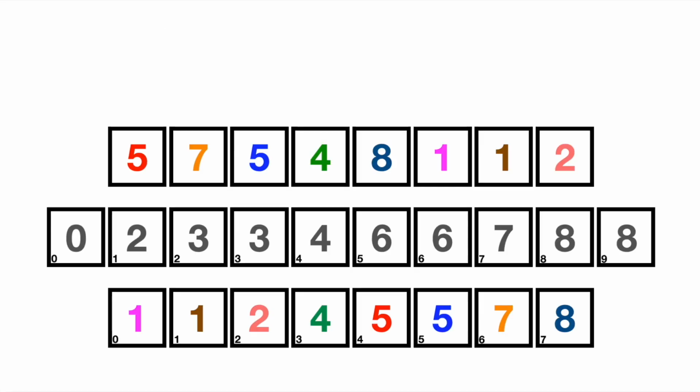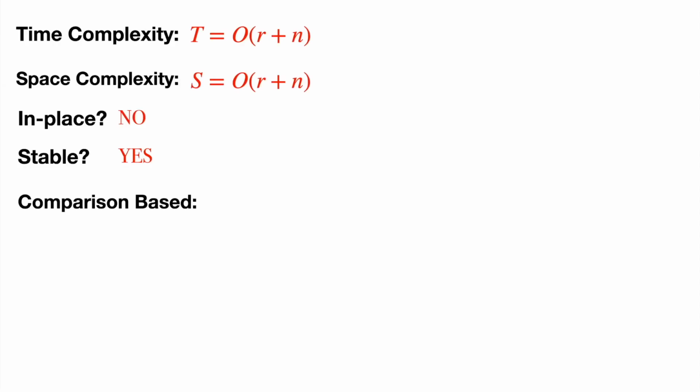The final time complexity was O(R + n). The final space complexity was O(R + n). This sorting algorithm is not in place, as it required additional storage, the placement array and the result array. This sorting algorithm is stable, meaning that elements with the same value maintain their original order. This is best understood if you color the array. The algorithm is not comparison-based. There is never any comparison between two elements in the array.